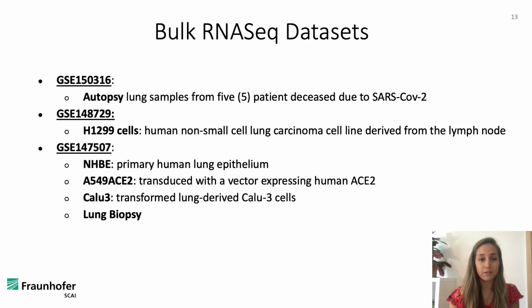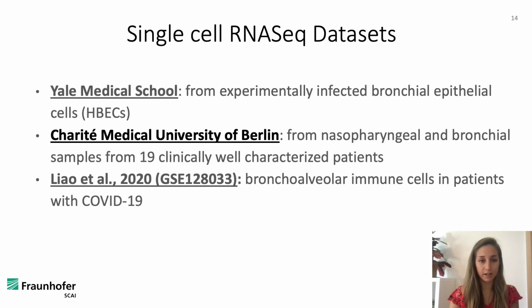So I ran this workflow on a series of different types of RNA-seq datasets. I first used bulk RNA-seq datasets, which I got from the Gene Expression Omnibus, and I additionally ran it on single-cell RNA-seq datasets based on the cell type. I got the single-cell RNA-seq datasets from the Gene Expression Omnibus, as well as Yale Medical School and Charité Medical University of Berlin.